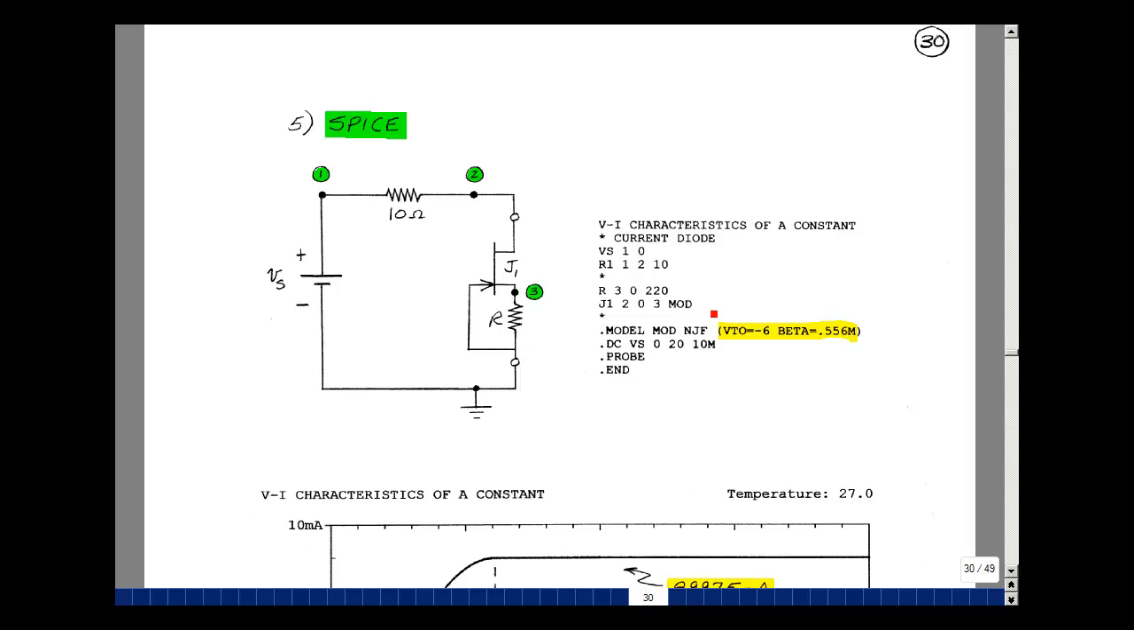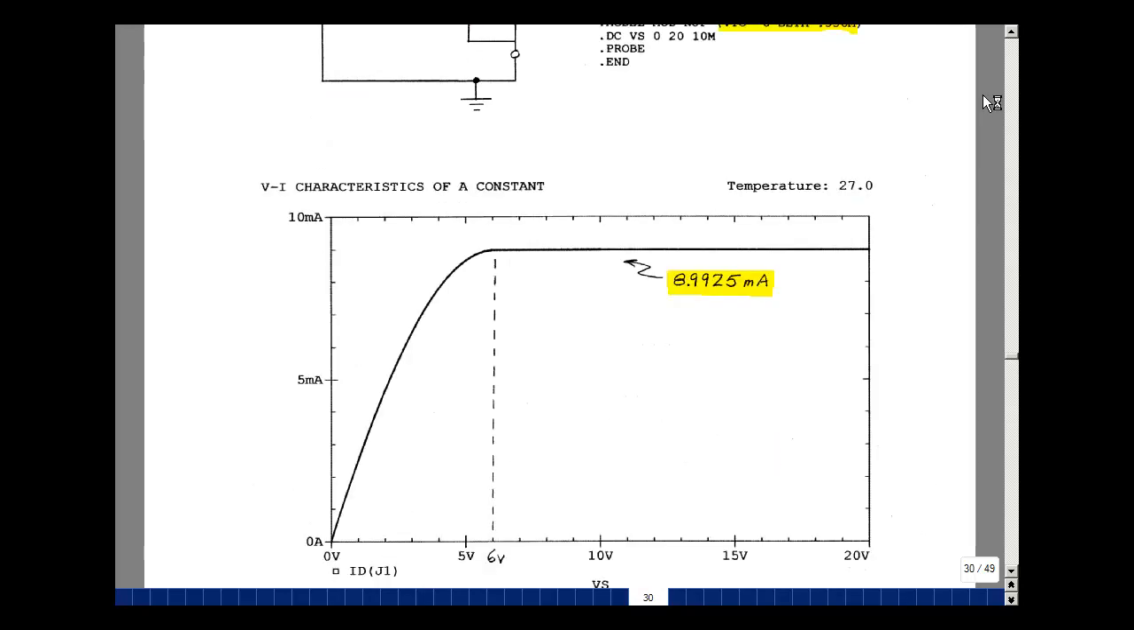Just call the model mod. And then my pinch-off voltage was minus 6, and my value of K was 0.556 milliamps per volt squared. I'm going to sweep the voltage here from, say, 0 to 20 volts and do 200 points. That would be 10 millivolts per step. We take a look at the results on the bottom. And we can see we come up, and eventually we limit the current, and it becomes constant.